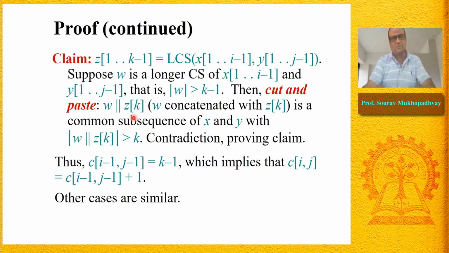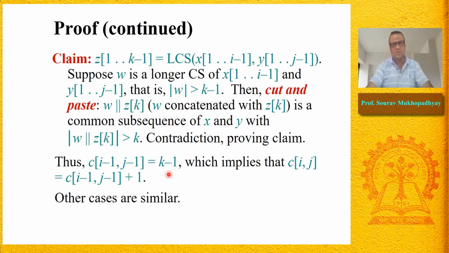But that is not possible because the length of this common subsequence is k plus 1. But we have assumed that the length of the common subsequence up to i, up to j is k. So that means a contradiction. So this has to be a longest common subsequence of x up to i minus 1, y up to j minus 1. So the length of this is k minus 1. So C of i minus 1, j minus 1 is k minus 1.